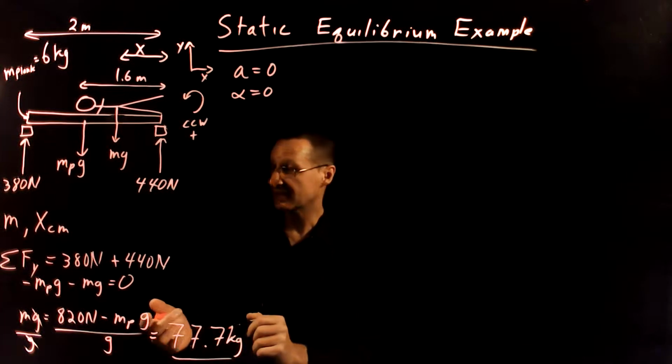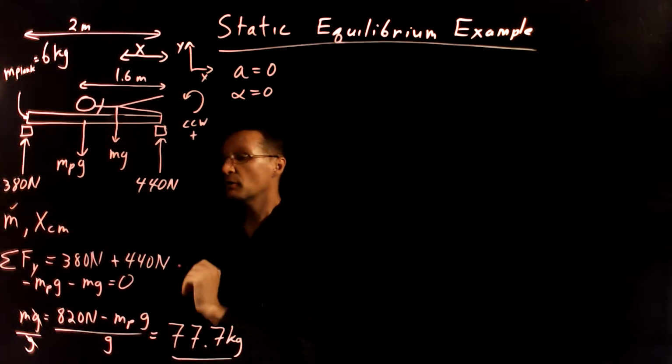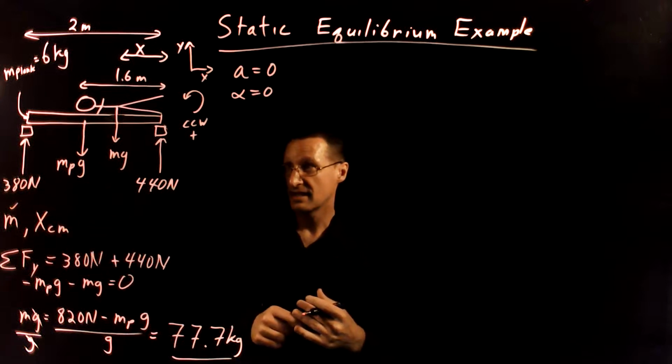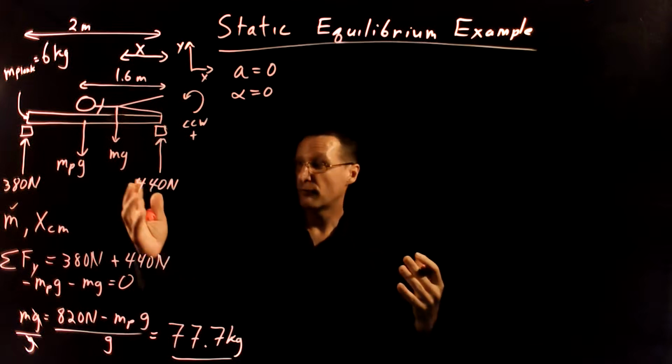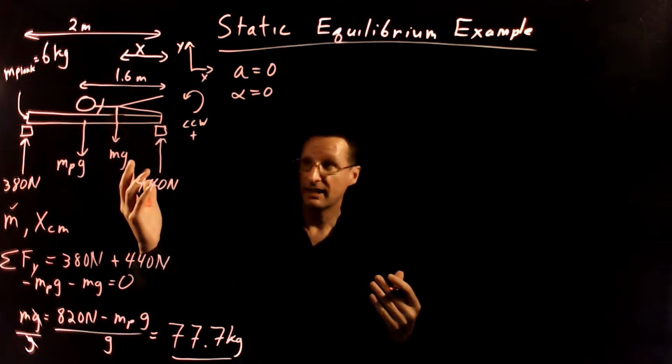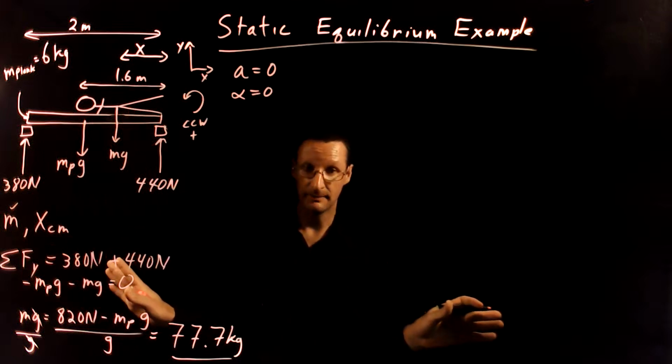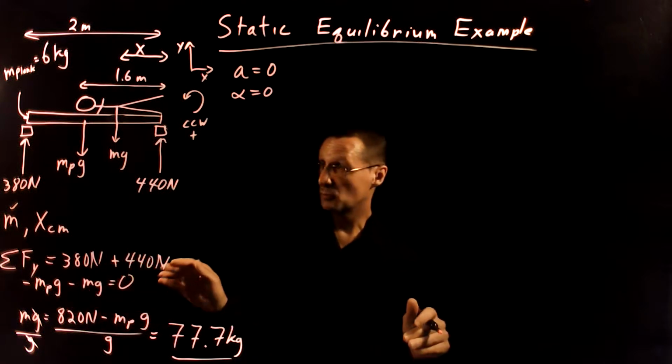Okay, so the person's mass is 77 kilograms, so I know that. Now the only thing I need to do is find the position of their center of mass. For that, I'm going to need torque. The forces are not going to give me that information. When I sum the forces, the distances did not come into play. When I do the torques, they will.